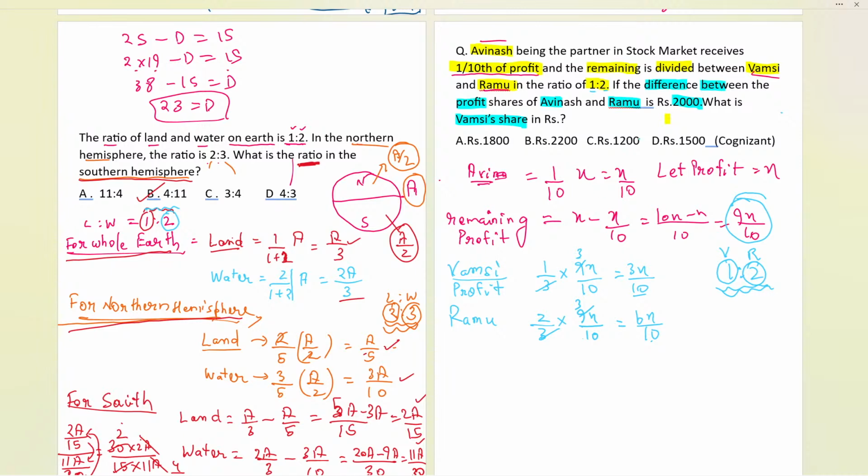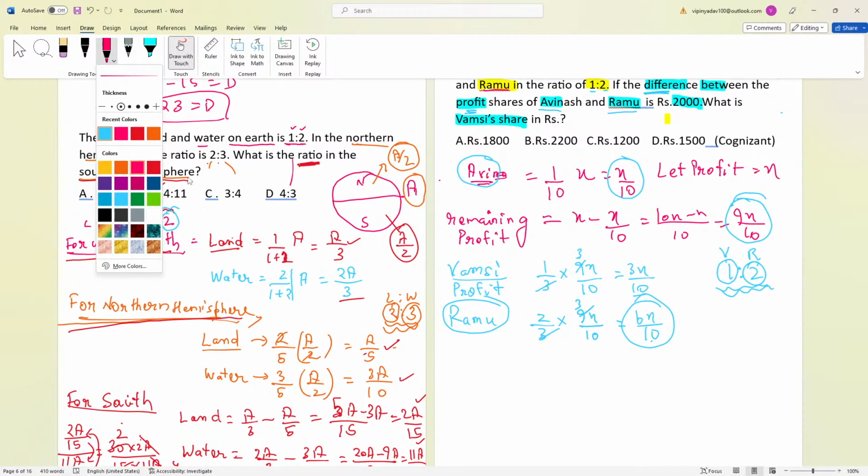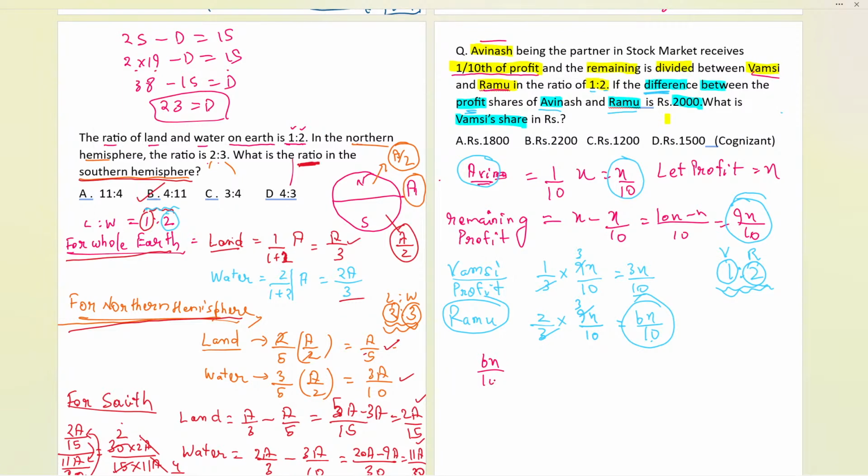Now, for the last condition, let us use it. Difference of what? Profit of whom? Avinash and Ramu. Avinash is having a profit of x by 10. Ramu is having the profit of 6x by 10. Now we have to subtract them. So if I subtract 6x by 10 minus x by 10, the overall difference is 2000. So let us equate it to 2000. It will be 5x by 10 equals 2000.